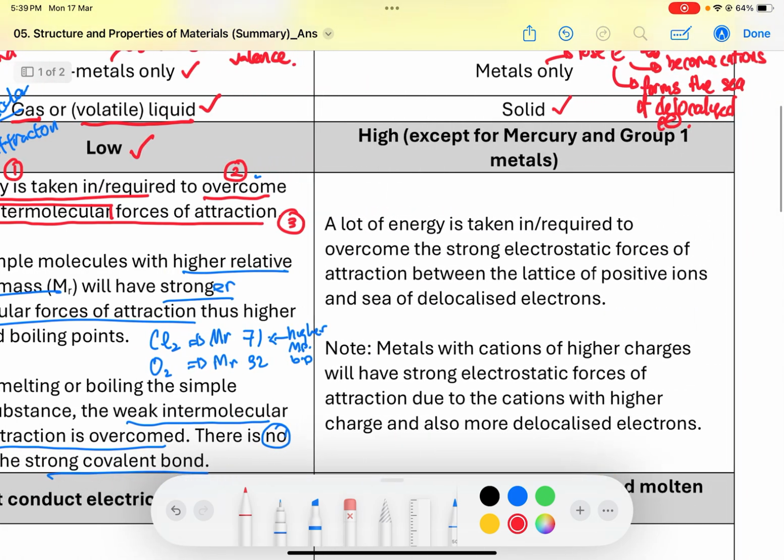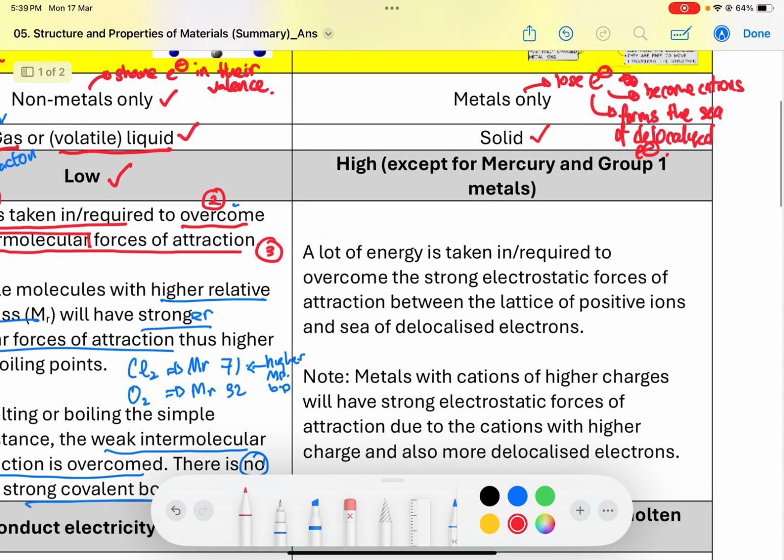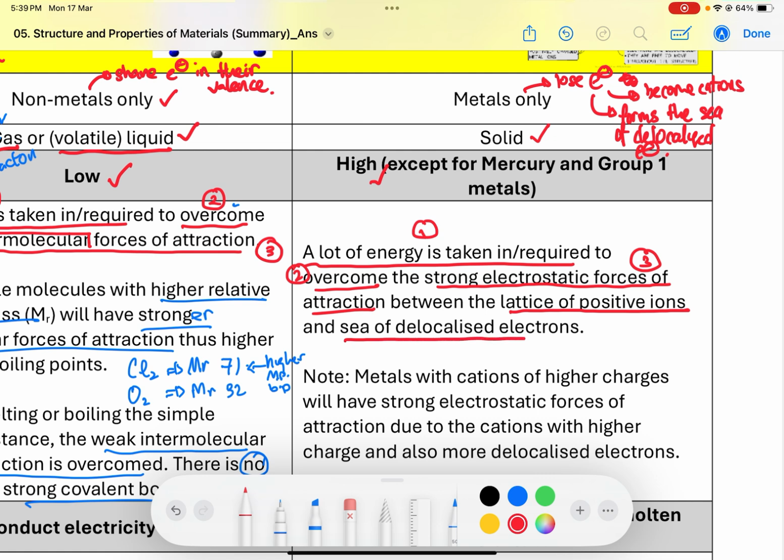Last one, in terms of metals, metallic bonding. So they have a high melting and boiling point. How come? So look at the language again. Once again, a lot of energy is required to overcome what thing? The strong electrostatic force of attraction. Now, once you're talking about strong electrostatic force of attraction, you must tell me between what? So between the lattice of positive ions and the sea of delocalized electrons.